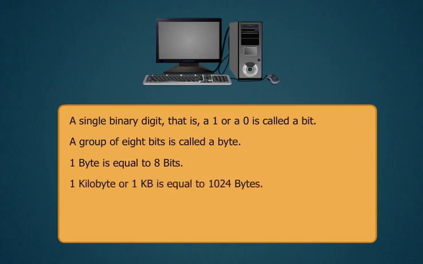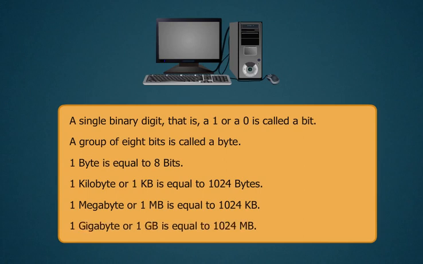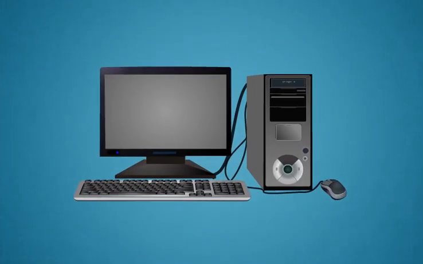1 kilobyte or 1 KB is equal to 1024 bytes. 1 megabyte or 1 MB is equal to 1024 KB. 1 gigabyte or 1 GB is equal to 1024 MB. So, now when someone tells you that you have a 2 GB RAM, you know what it means.